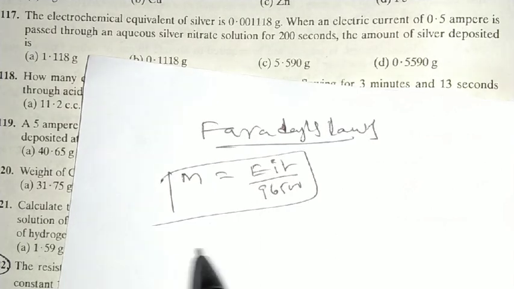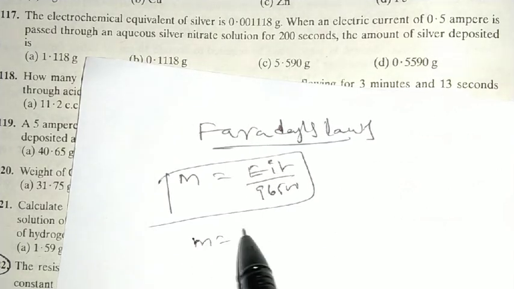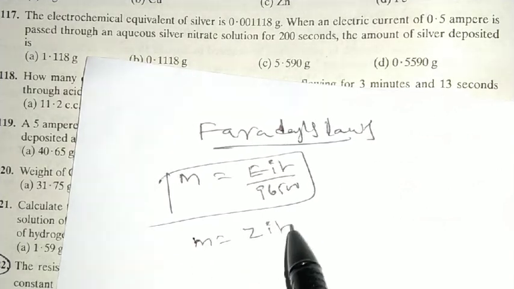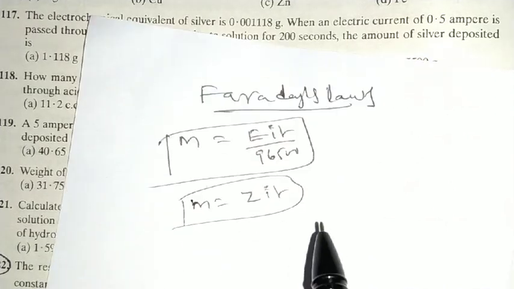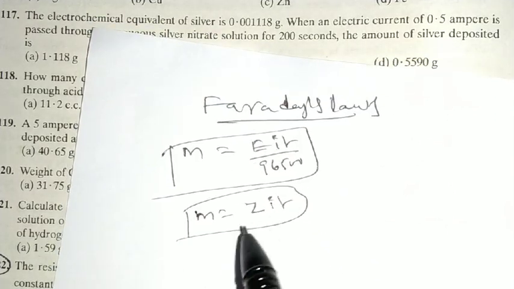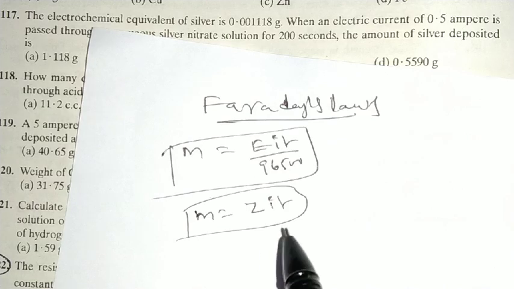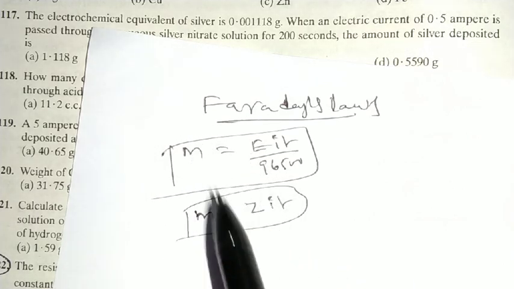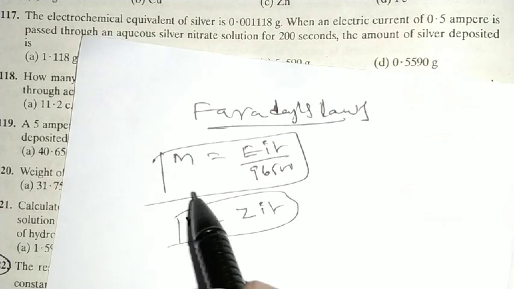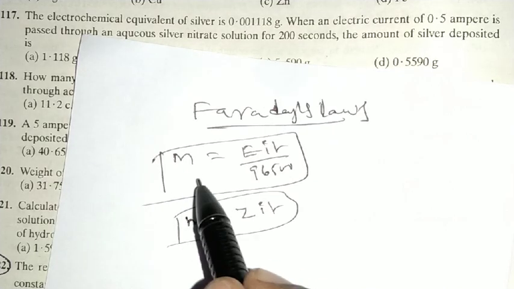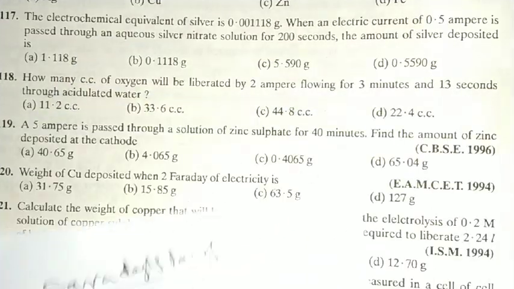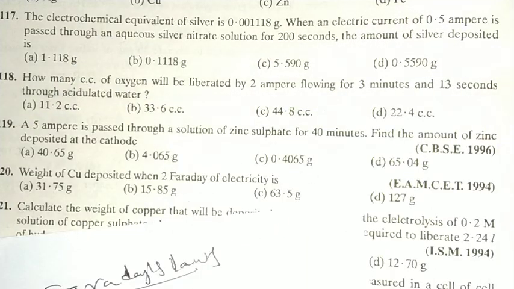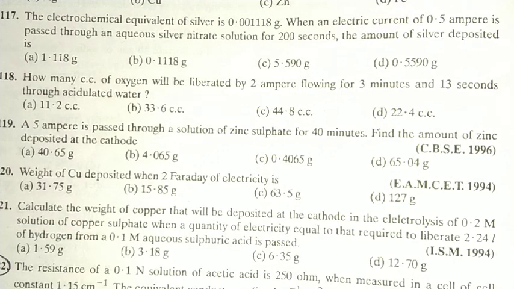So E by 96,500 we can write as Z also, so M equals Z into I T, that is M = ZIT. Here Z is the electrochemical equivalent, and E is the equivalent weight of the corresponding substance, and M is the mass of the metal or substance deposited. Now, as per that, we shall go through the questions.